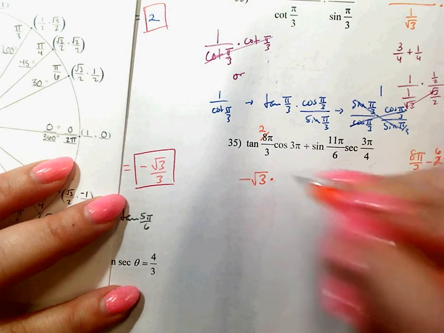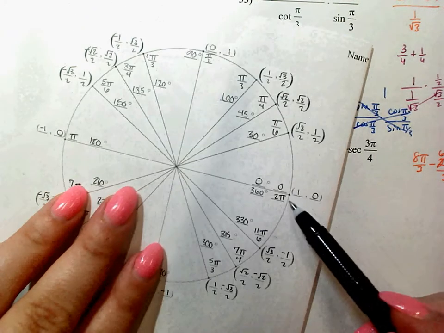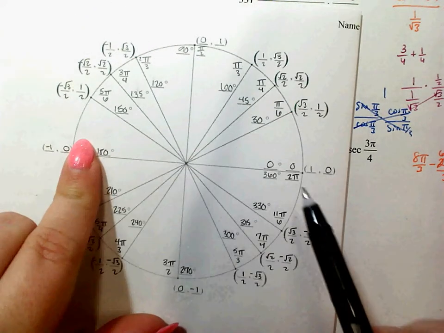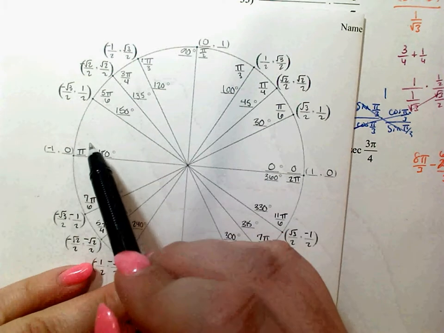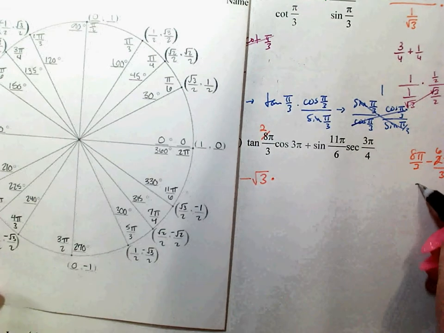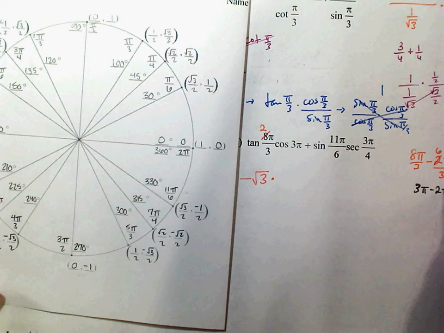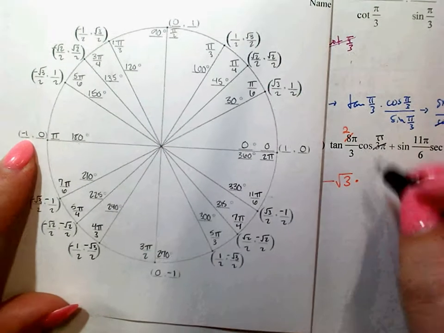times cosine of 3 pi. So if this is 0, this is pi, this is 2 pi, so it's pi, 2 pi, 3 pi is just right here. Or again, you can take 3 pi and subtract 2 pi, and you're left with pi. So 3 pi might as well just be pi. And cosine of pi, cosine is the x value, that's negative 1.